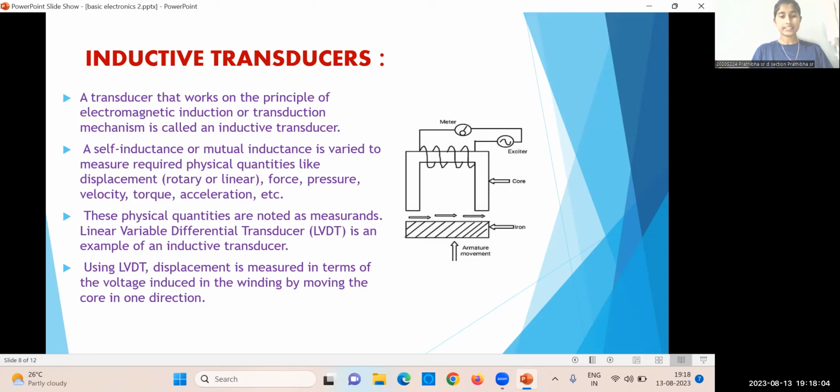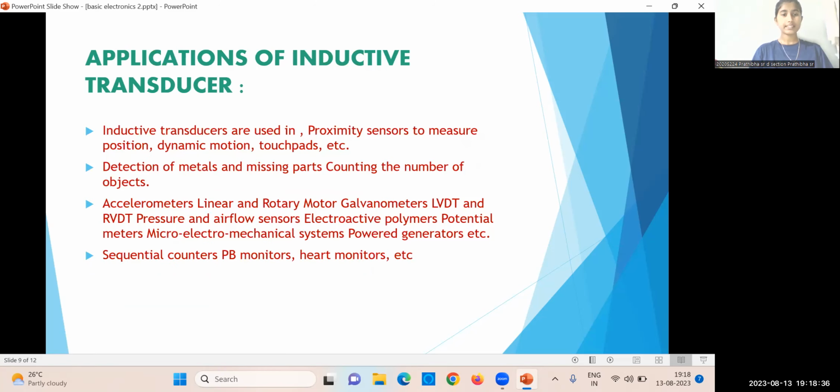These physical quantities are measured using, for example, the linear variable differential transducer, which is commonly called LVDT. It is an example of an inductive transducer. Using LVDT, displacement is measured in terms of the voltage induced in the winding by moving the core in one direction. Here is the schematic representation of inductive transducer. Let us see the applications of inductive transducer.